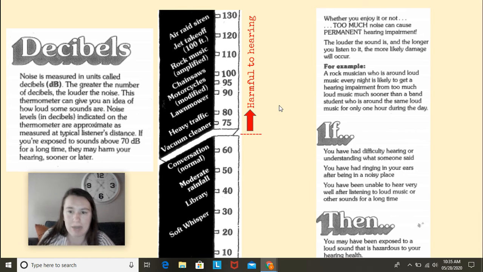If you have had difficulty hearing or understanding what someone said, you have had ringing in your ears after being in a noisy place, you have been unable to hear very well after listening to loud music or other sounds for a long time, then you may have been exposed to a loud sound that is hazardous for your hearing health.